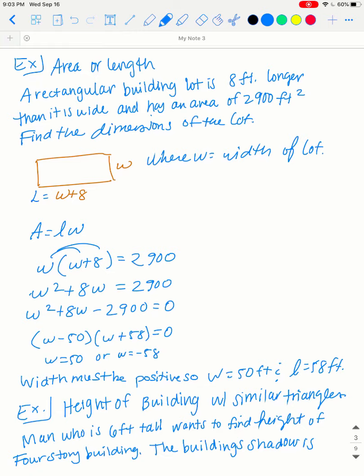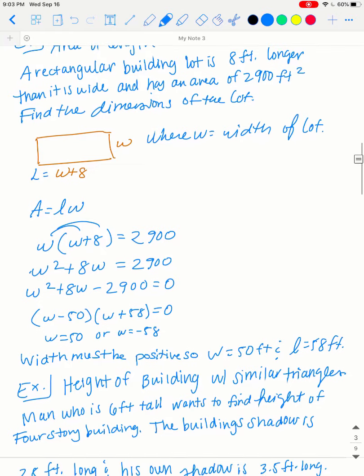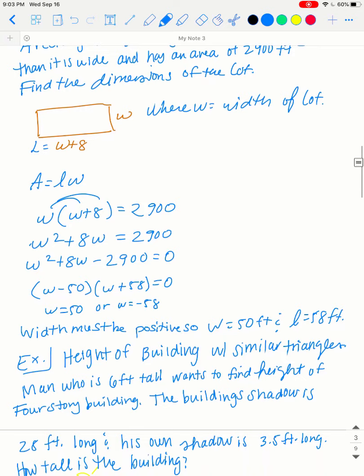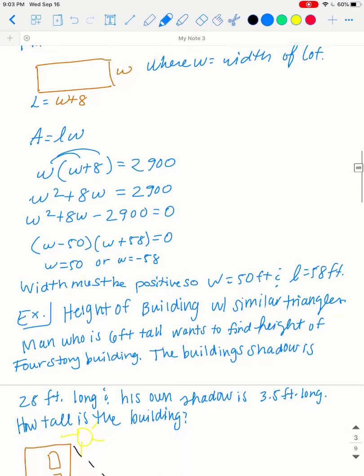So we know the area of a rectangle is length times width. So we're going to go ahead and plug in those dimensions. We're going to distribute the W. We get W squared plus 8W equals 2,900. We're going to set up our quadratic equation. So we have W squared plus 8W minus 2,900 equals 0.